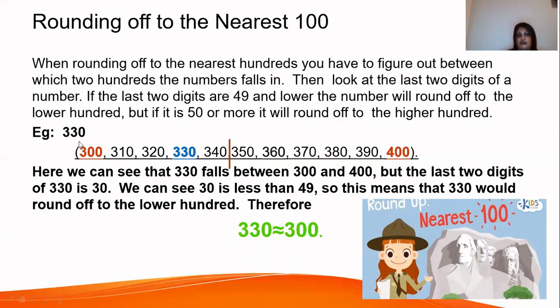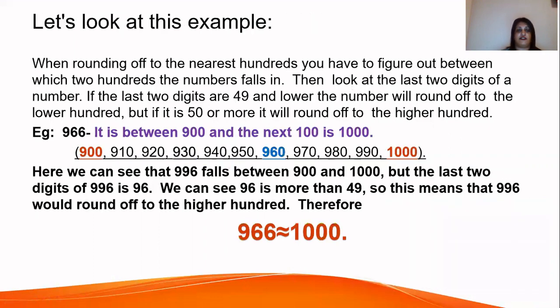Let's look at example 330. 330 falls between 300 and 400. Now you can see my numbers end with hundreds. But where does 330 lie? The last two digits in 330 is 30, which is lower than 49. So I'm going to round down, and I'm going to round 330 to 300. So I'm rounding it down now, and my answer will be 330 rounded off to the nearest 100 is 300. So you can see my answer is ending with hundreds when we're rounding off to the nearest 100.